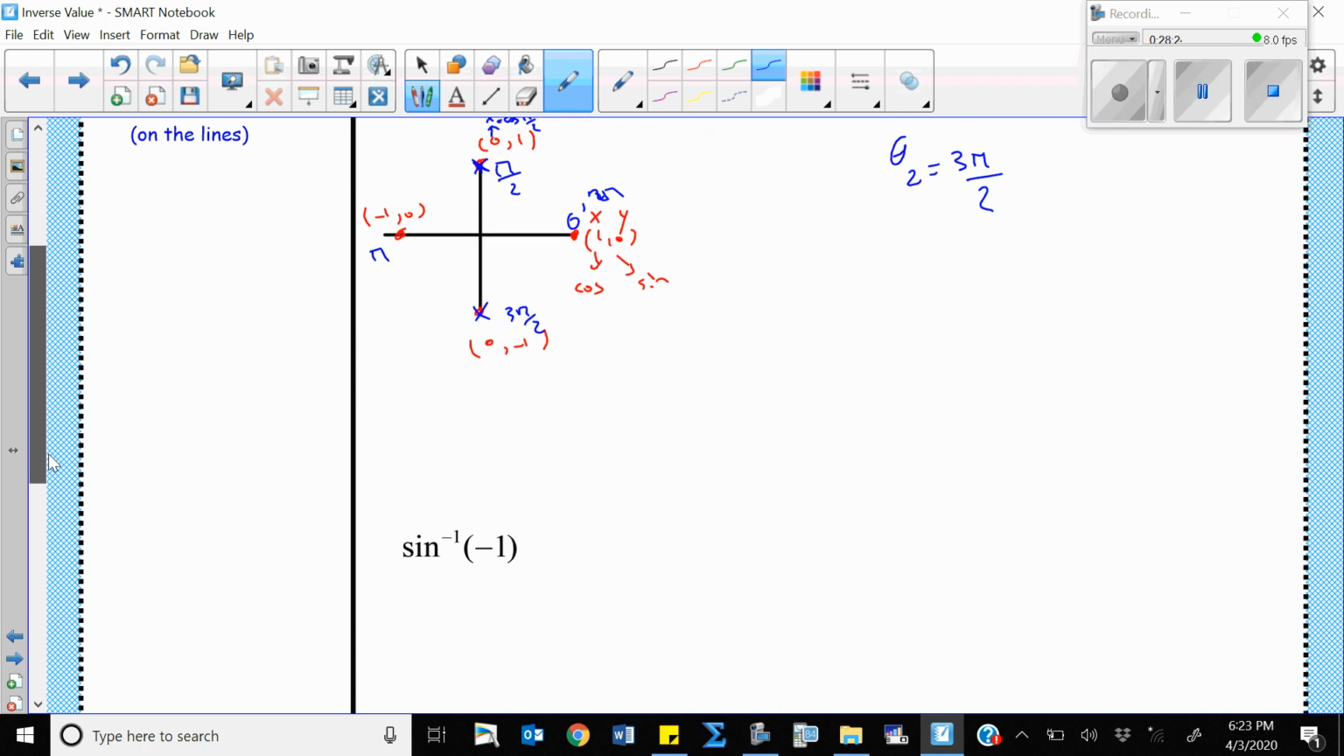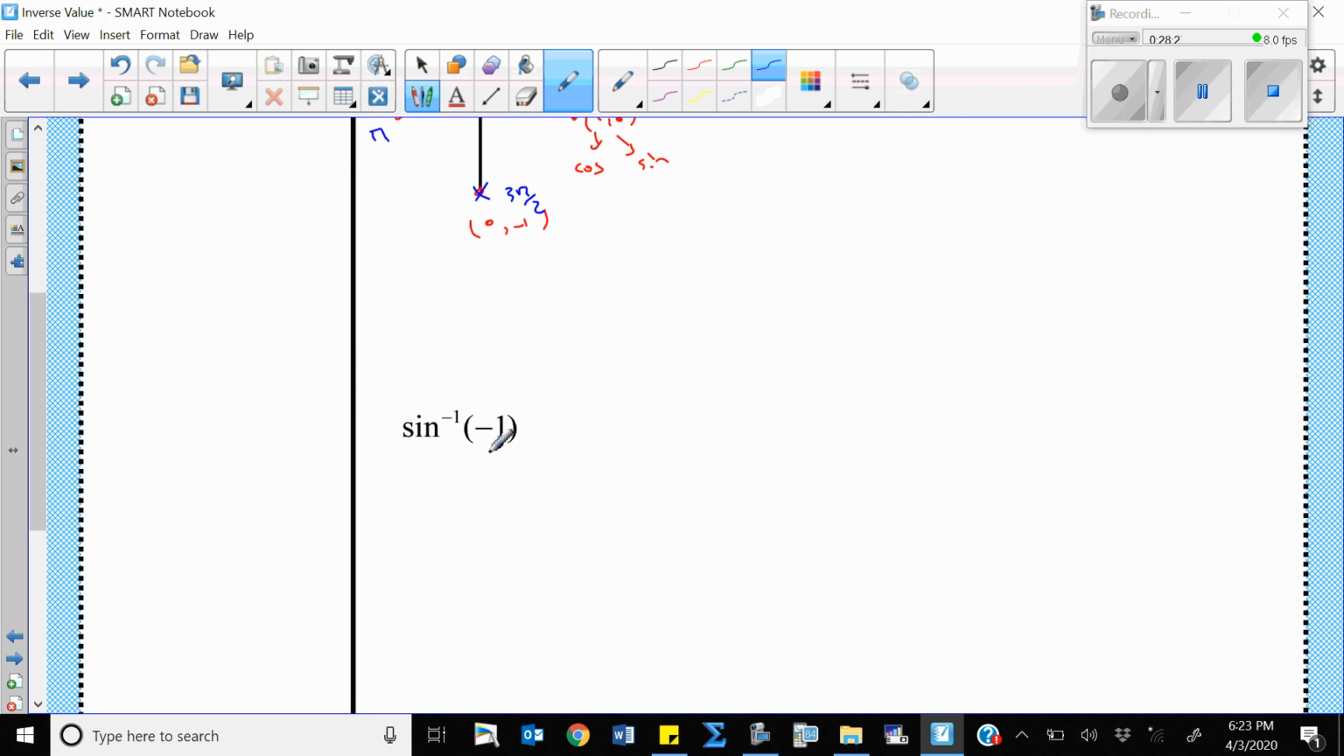Let's do another example. What is sine inverse of negative 1? What is your guess here? So there is an angle that sine of that angle is equal to negative 1. Again, this is a special case, so I'm going to use the coordinates of the unit circle on these corner points. So this point is 1 and 0, this is 0 and 1, negative 1 and 0, 0 and negative 1.